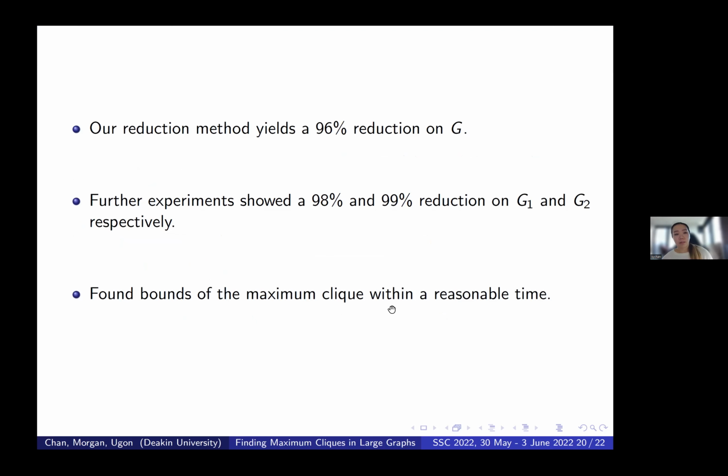All right, so it can be seen, it's quite promising. Our reduction actually reduced the graph by 96%, 98%, 99% for all 3 graphs. So very high value of reduction. And also we're able to find either the maximum clique or the bounds on the maximum clique within a really quick computation time as well.